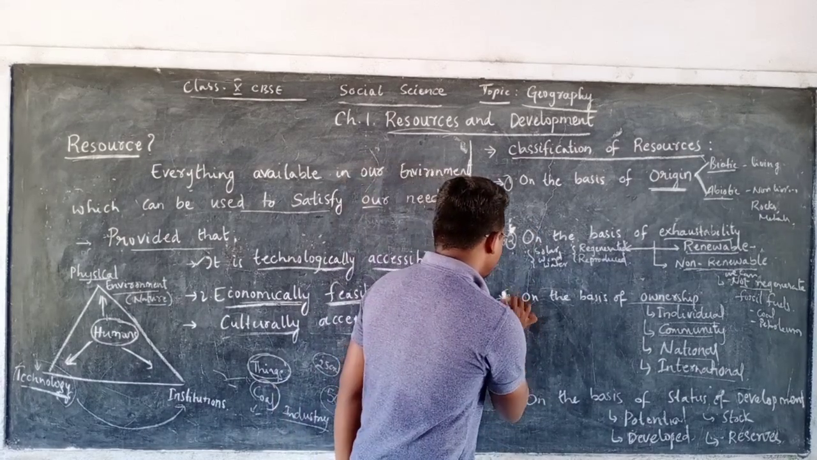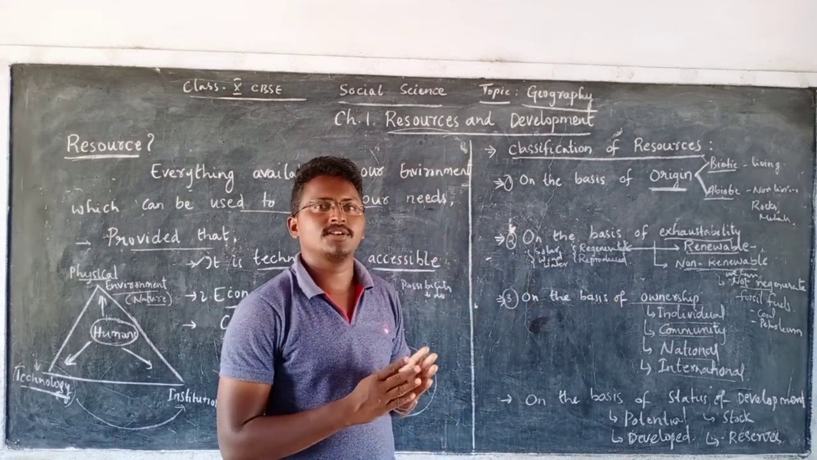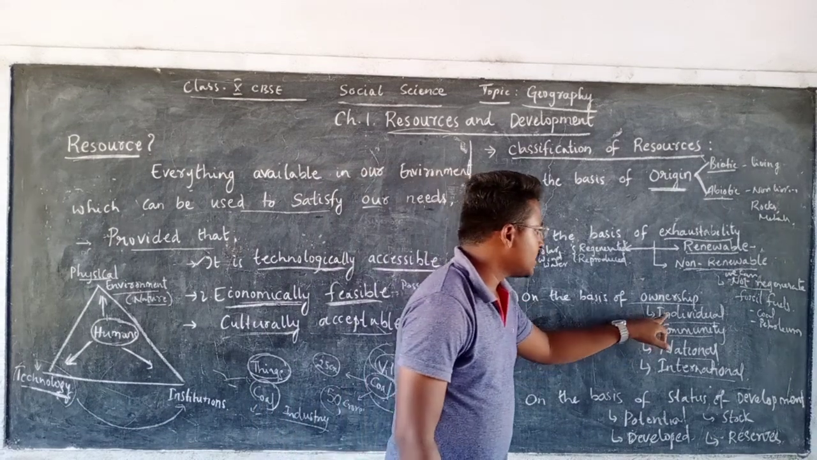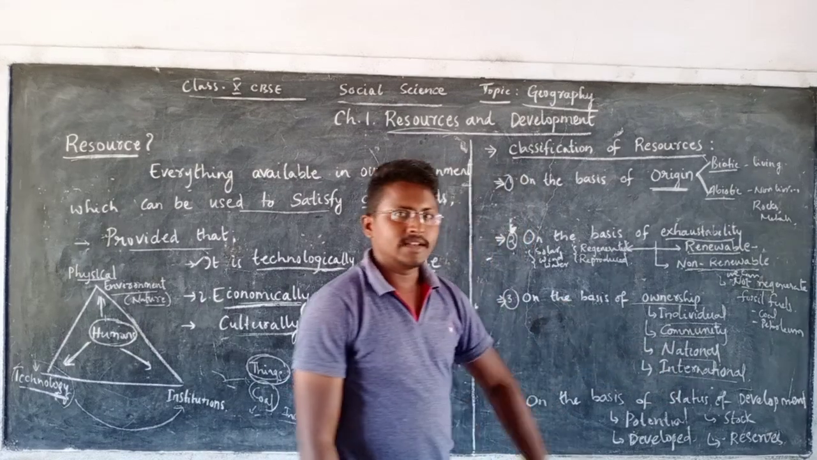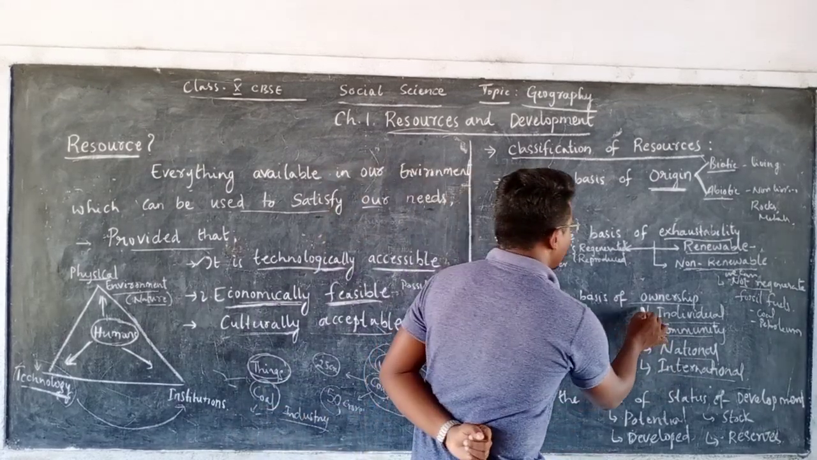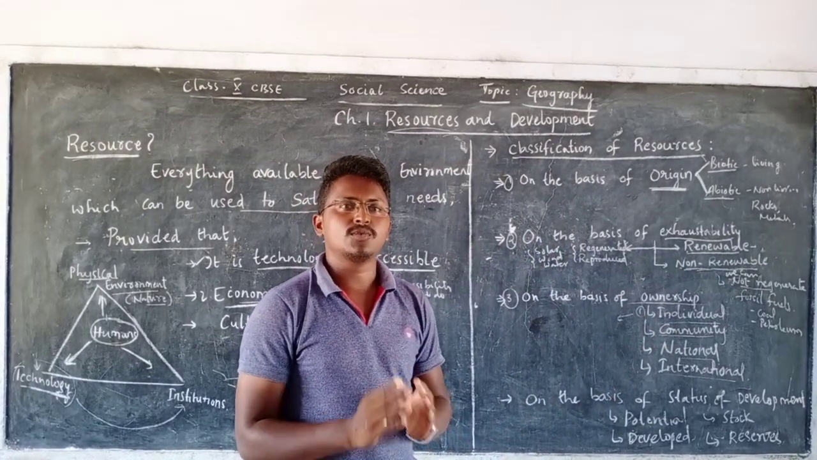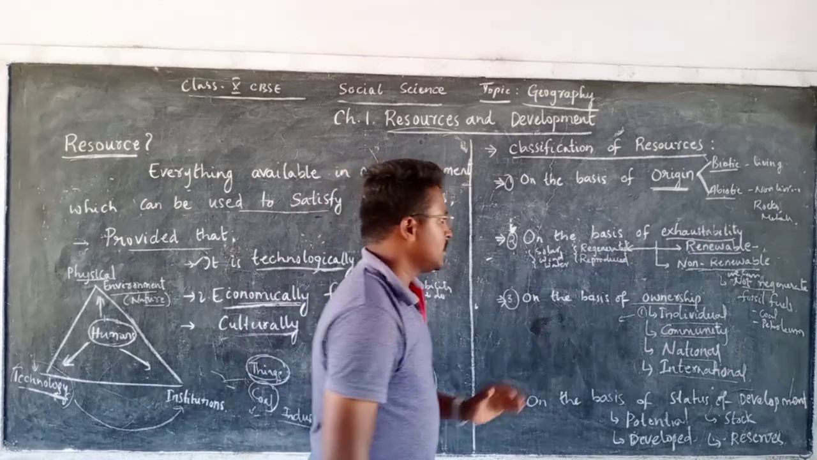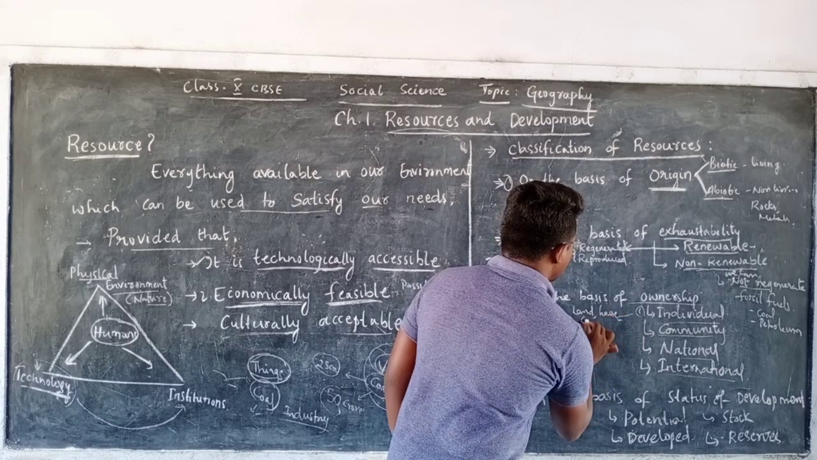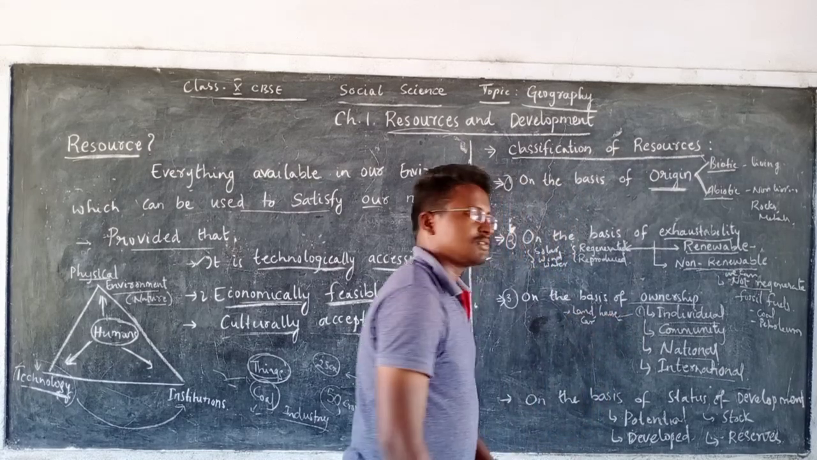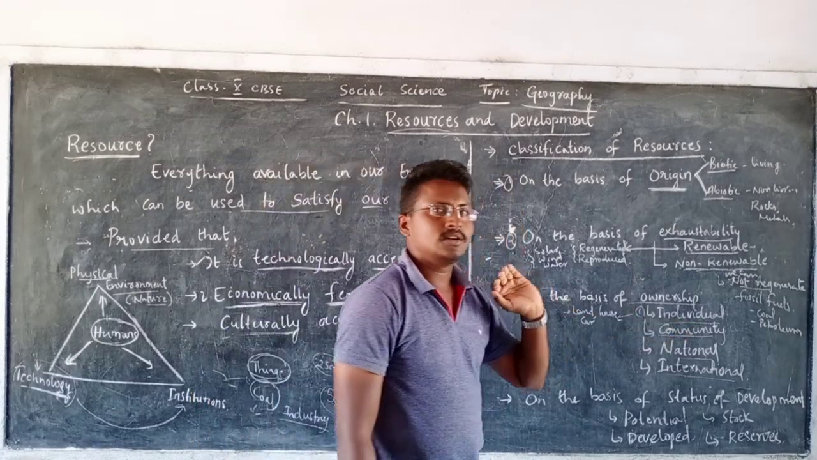Then the third thing, on the basis of ownership. On the basis of ownership, resources are classified into four different categories: individual resources, community resources, national resources, as well as international resources. So we come one by one. What do you mean by individual resources? Individual resources means resources owned by a single person. For example, a person can own land, a house, or a car. Those resources which are owned by a single person, we call individual resources.